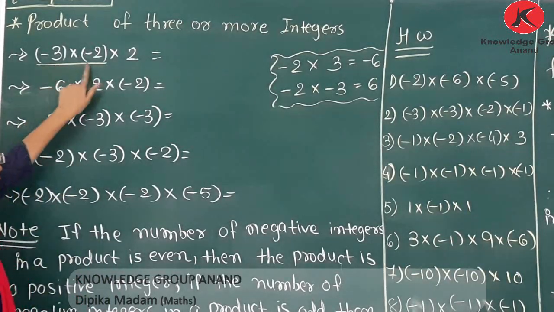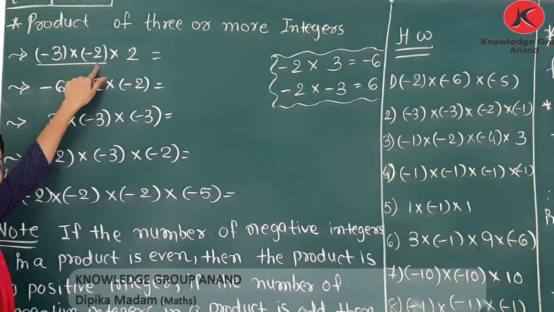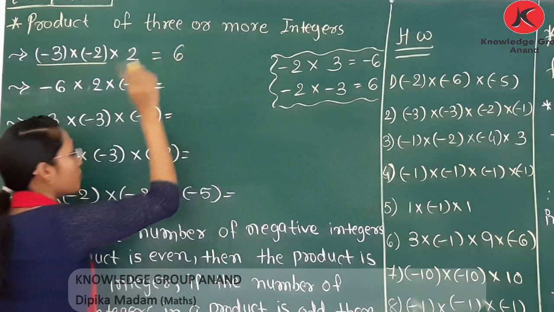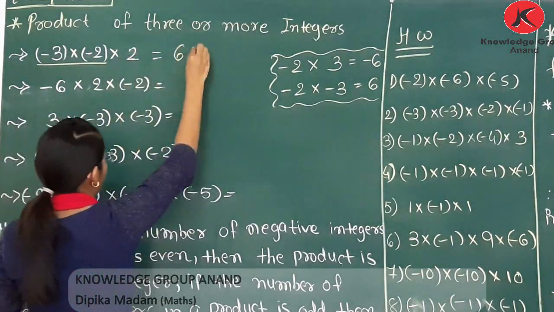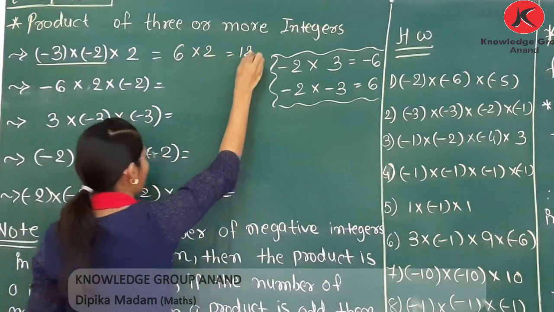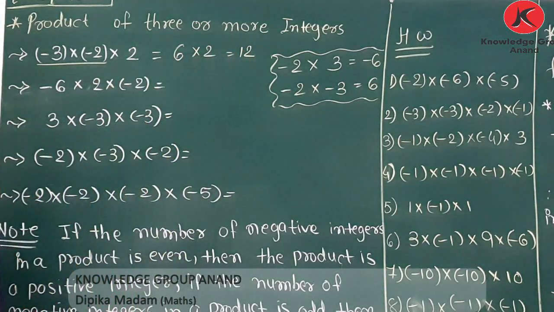Here minus 3 and minus 2 are both negative, so the answer will be positive. That is 3 2s are 6 but positive, and after that we need to multiply by 2, that is 6 2s are 12. So the answer is plus 12.